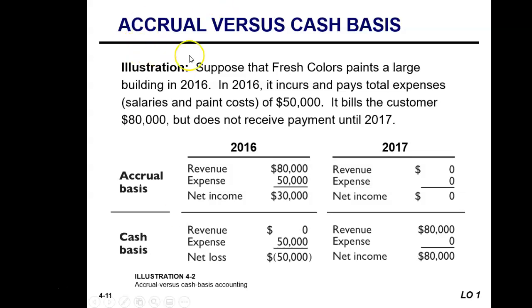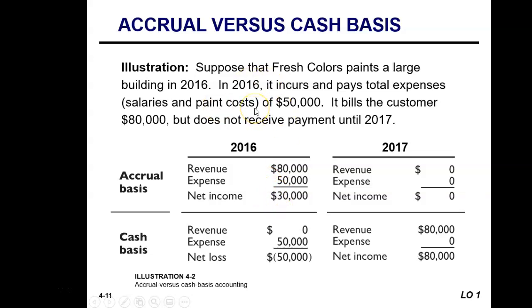Let's look at one illustration, a difference between the accrual basis of accounting versus the cash basis of accounting. Suppose that Fresh Colors paints a large building in 2016. In 2016, it incurs and pays total expenses, salaries and paint costs, of $50,000. It bills the customer $80,000, but does not receive payment until 2017. Under the accrual basis of accounting, we're going to recognize the revenue in 2016 when the performance obligation was satisfied, record the expenses in 2016 as well, and show a net income of $30,000.